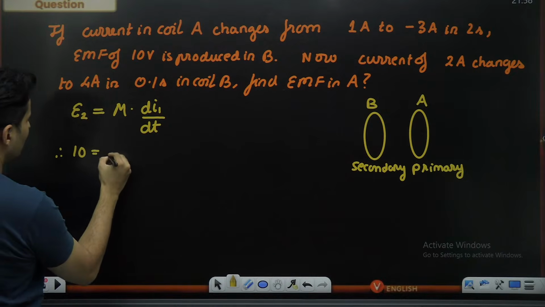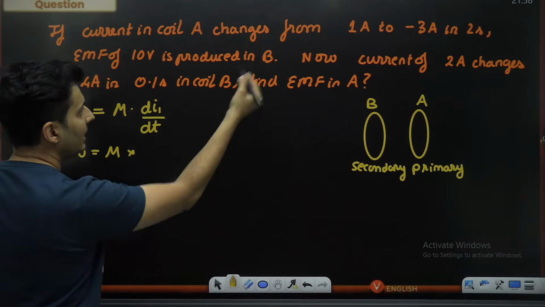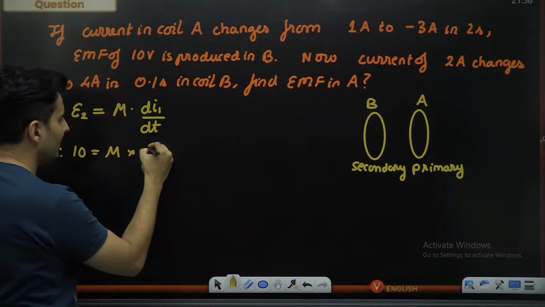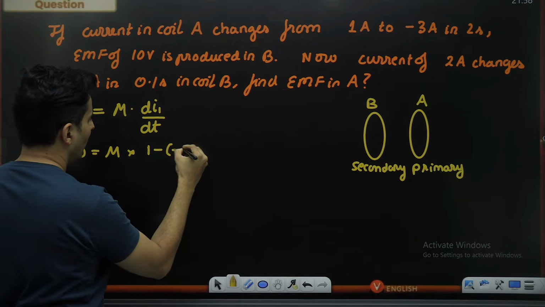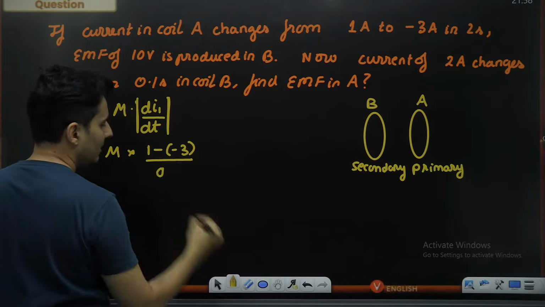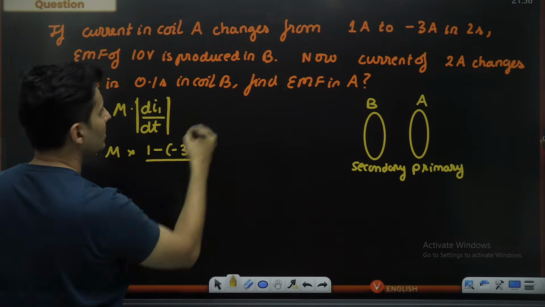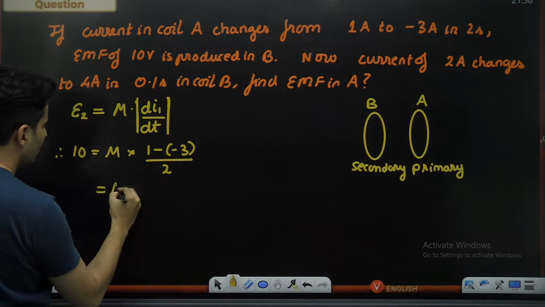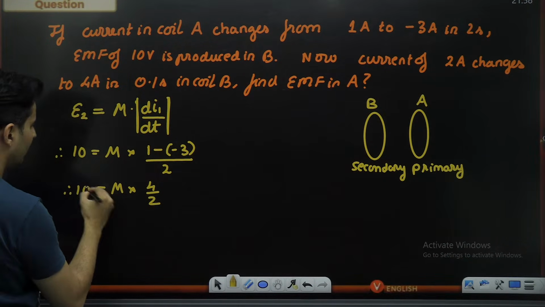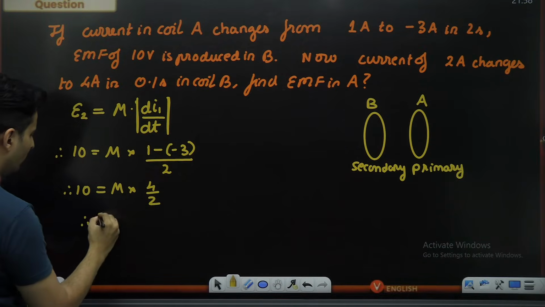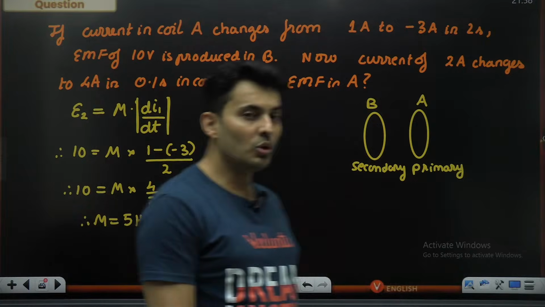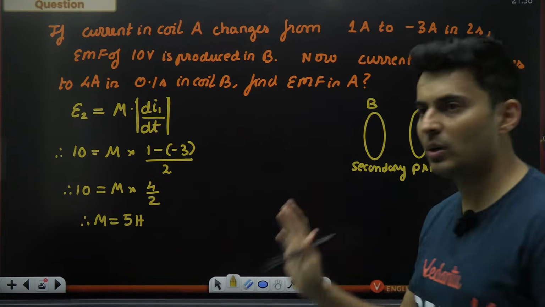Okay. So this EMF is already given to me. It is 10 volts, mutual inductance not given. Current is changed from 1 to -3. So how much is the difference? The difference is 1 minus of -3. I'm only interested in the magnitudes, remember that. And the time interval is given as 2 seconds. So this will be M multiplied by 4 by 2, and this is 10. This will be 2. So therefore, M will be 10 by 2, which is 5 Henry. So the mutual inductance is now 5 Henry.